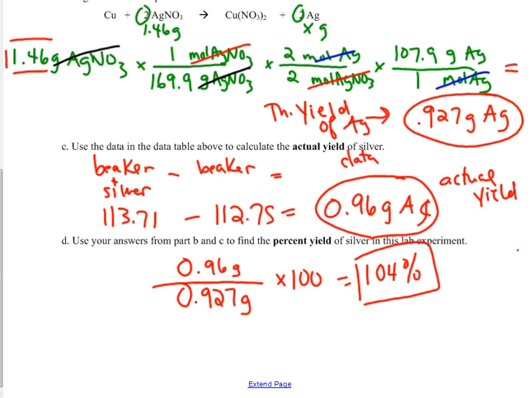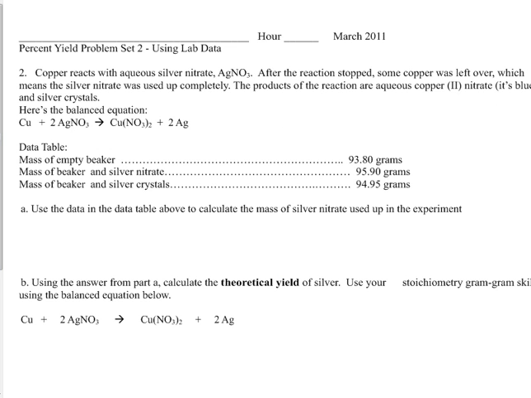All right, let's take a look at the next problem using lab data. So here we have the mass of the empty beaker at 93.80 grams. We have a beaker with silver nitrate, and we have a beaker with silver crystals. So this problem starts out a little bit differently, but only in the fact that we'll have to figure out the mass of the silver nitrate.